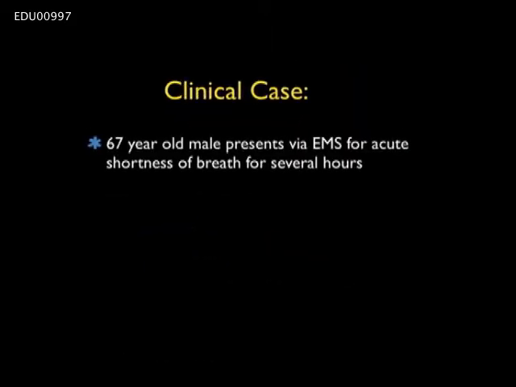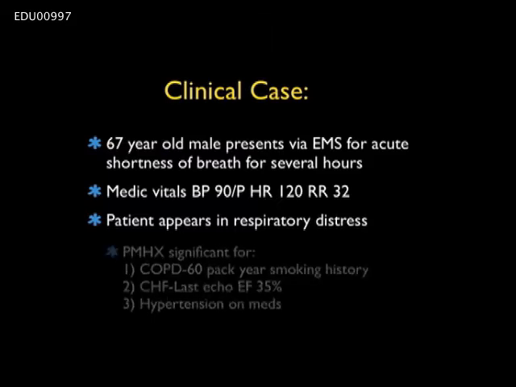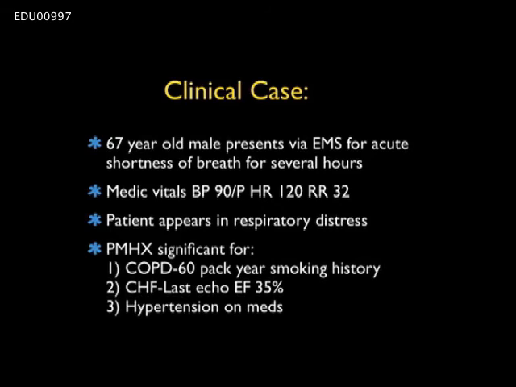Let's begin with a clinical case that outlines the power of the RUSH exam. Here we have a 67-year-old male presenting via paramedics for acute shortness of breath for several hours. The medics phone ahead with the vital signs, and they have a blood pressure of 90 over palp, a heart rate of 120, and a respiratory rate of 32. They're calling ahead for a notification because the patient appears to be in severe respiratory distress.